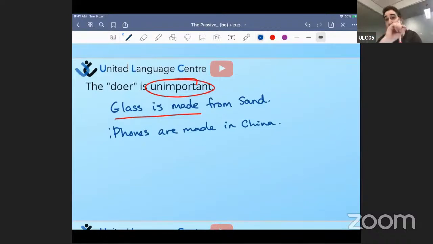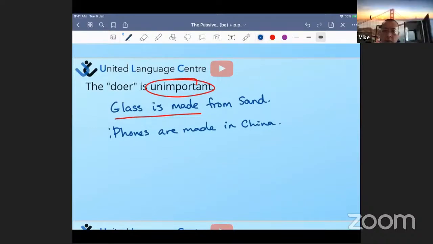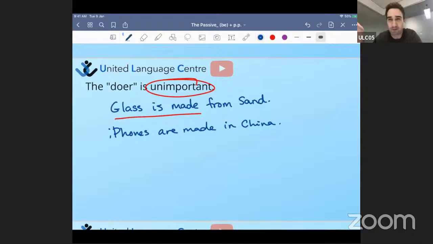We want to say made in China. It's easy, clean, right? So we don't want to say, "Oh, Joe made this phone." I don't want to see some factory worker in China's name on my phone, for example. So that's why we use the passive. It's a little bit more indirect. The doer is not important.